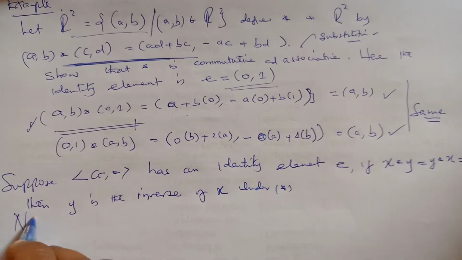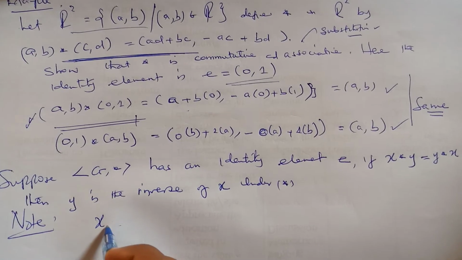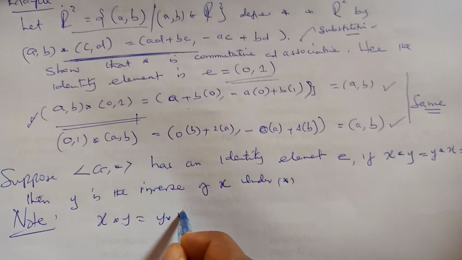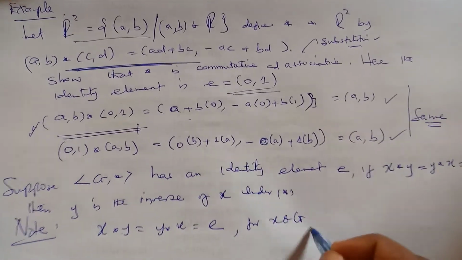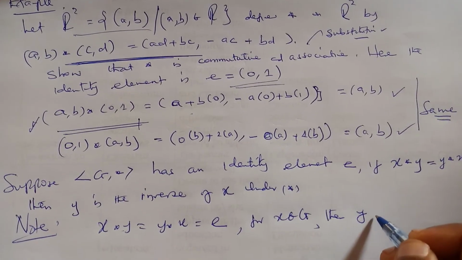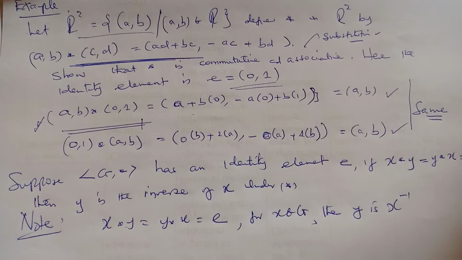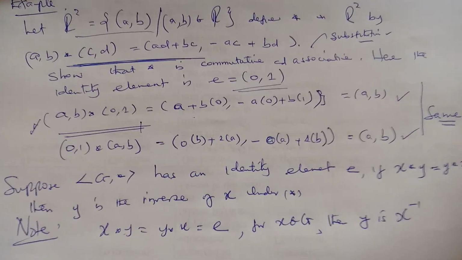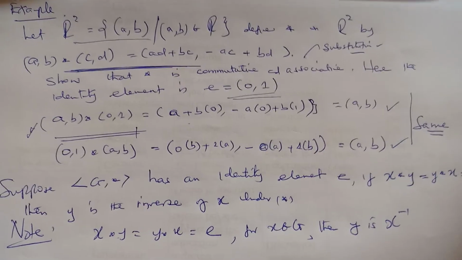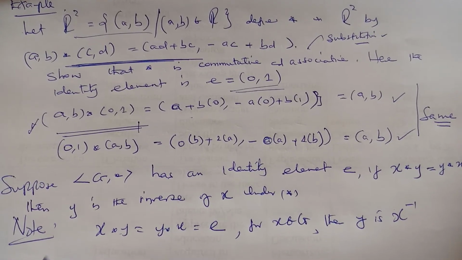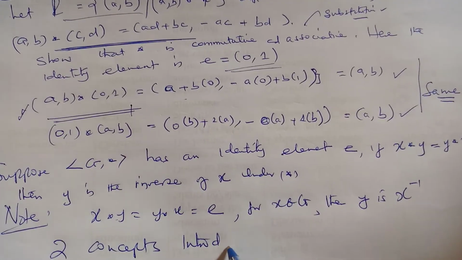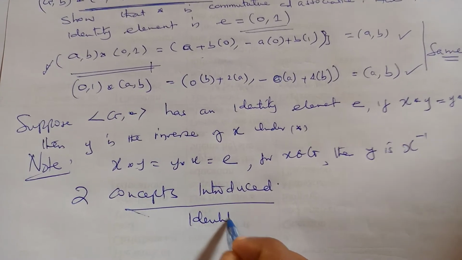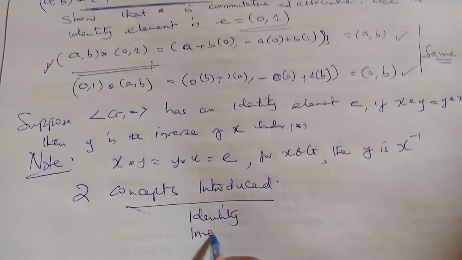So this is very key to note: if this happens, we get identity for X in G, then it will mean that this Y is the inverse of X. So at that point, we have introduced two concepts here. One, identity. Two, inverse.